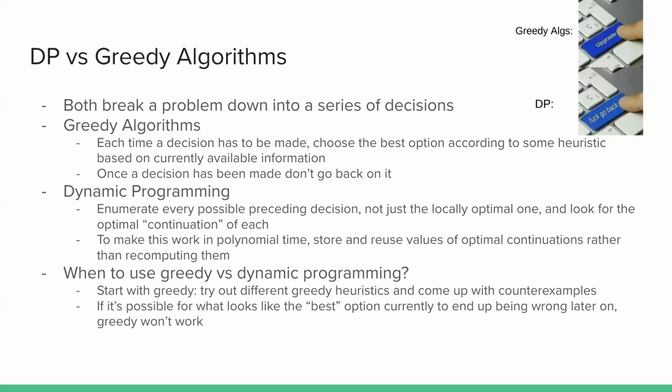So start with greedy, right? If it seems like a simple enough problem, start with greedy, try to come up with a few rules. But if you find counterexamples fairly quickly to all your greedy algorithms, then just go straight to DP.